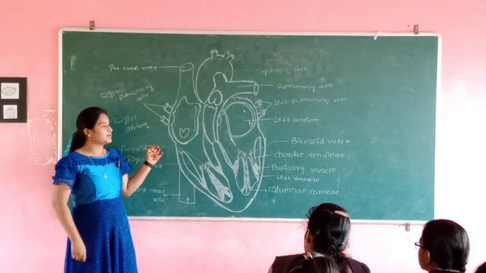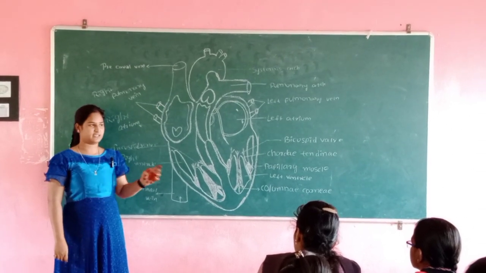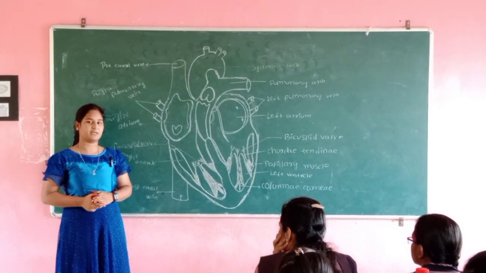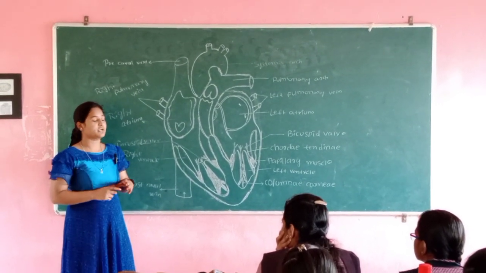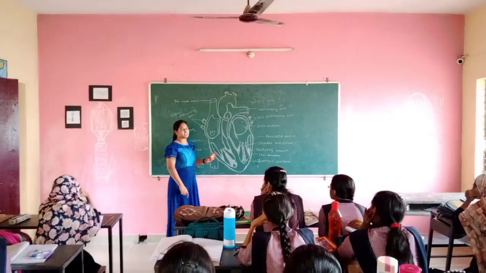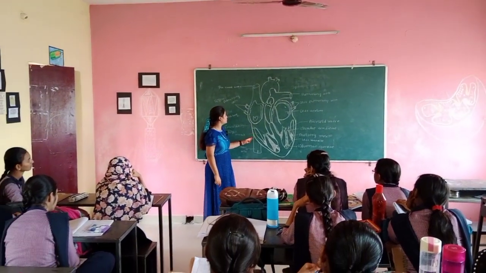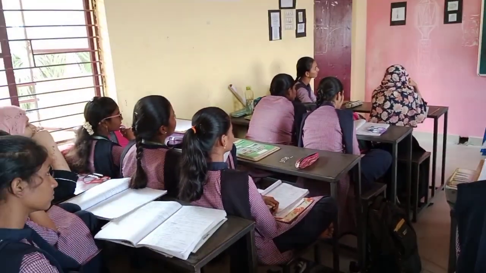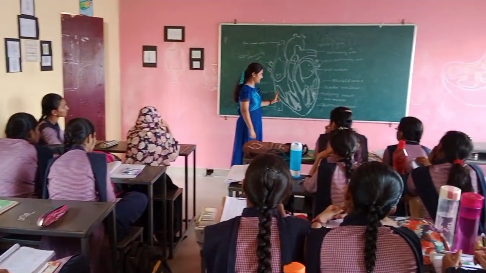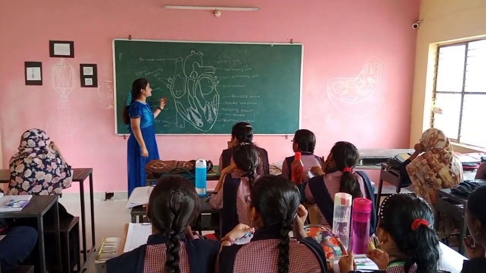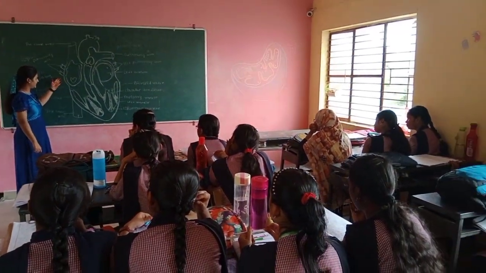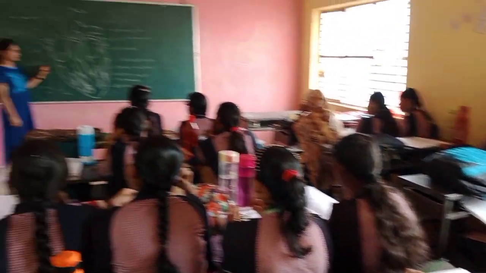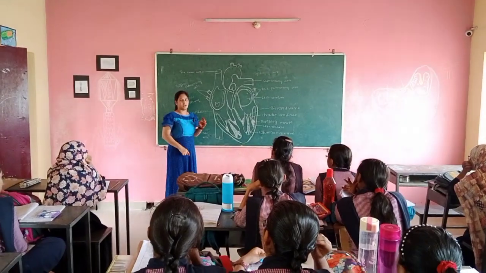Heart has three layers. That outer layer is epicardium, inner layer endocardium, and middle layer myocardium. So now let us study the external structure of heart. Heart has two small upper chambers called atria, and two lower large chambers, ventricles. So atria and ventricles are separated by a deep transverse groove called atrioventricular groove.